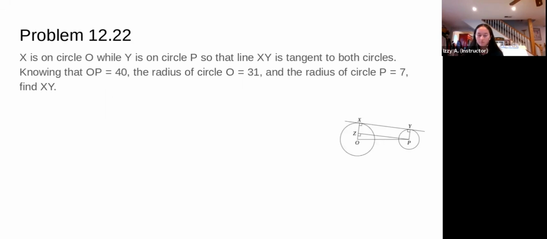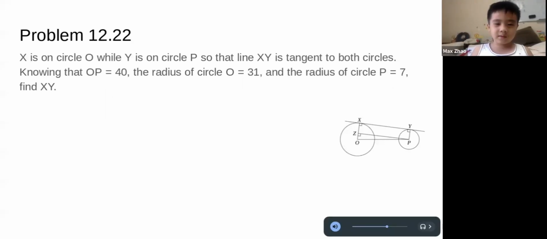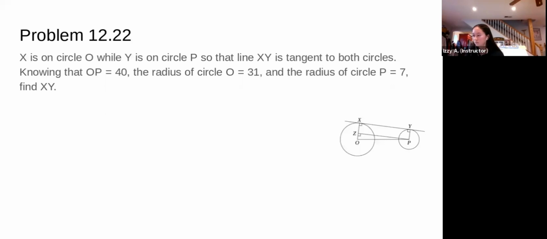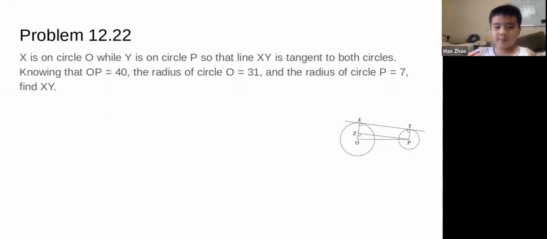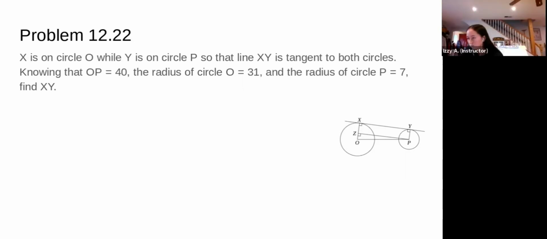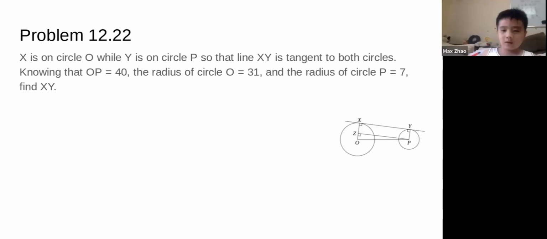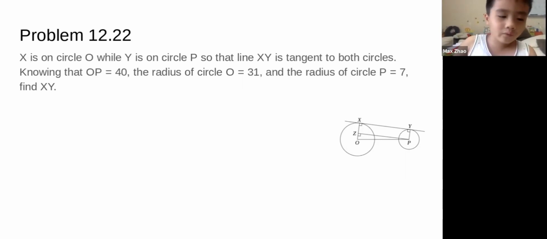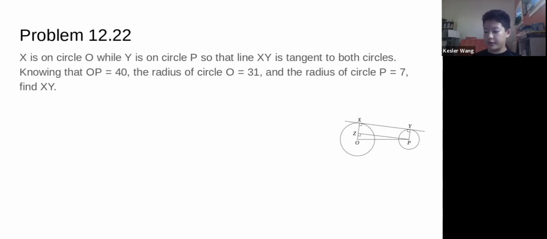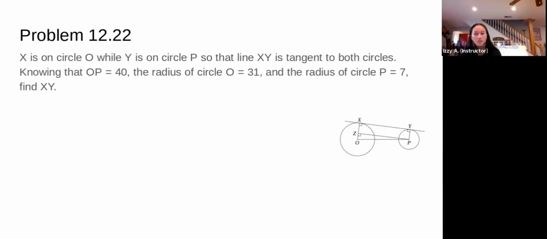So the radius of circle O is equal to 31, and OP is equal to 40. And the radius of P equals 708. Find XY. Can you go back to some previous points before this problem? Yes. Okay.